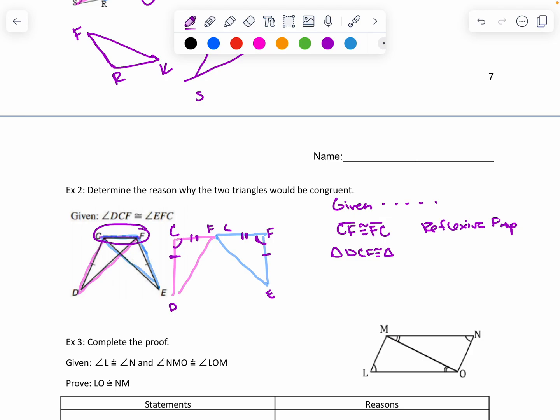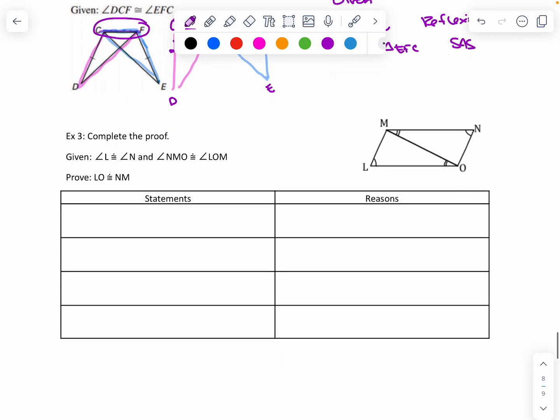Looking at my markings here, this would be side angle side. Technically, it didn't ask you to write a proof, but just thinking through, this is how that proof would go. Now, example 3.